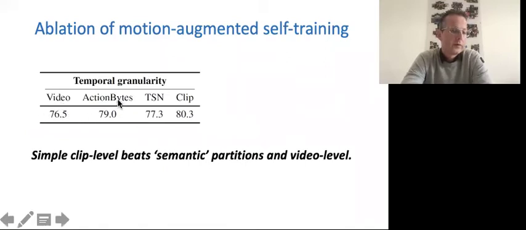We also tried action bytes from work from CVPR 2020. We tried TSN, temporal segmentation network, that scores 77.3, and we also did the multi-clip based approach that we have been using, the simple approach. And interestingly, this beats the more advanced semantic partitions of a video, as well as the regular video level.